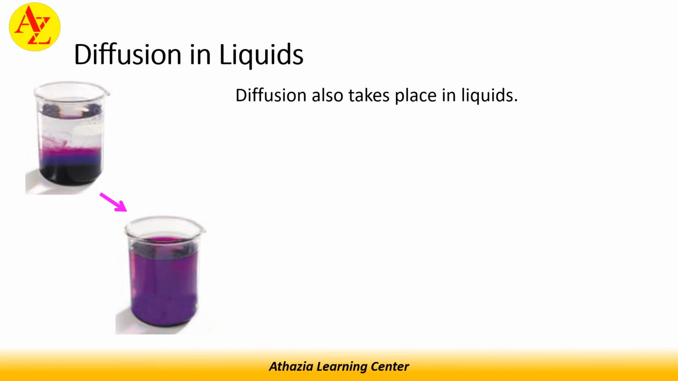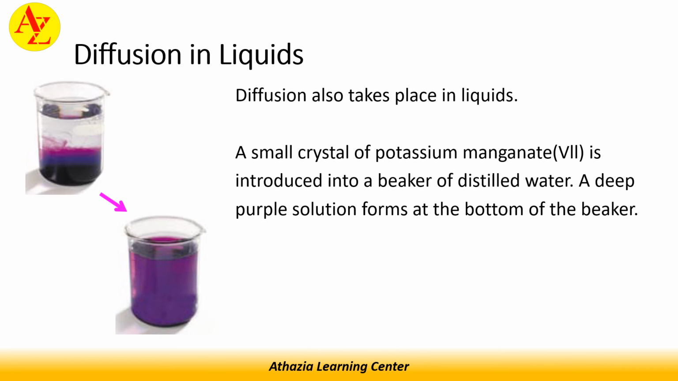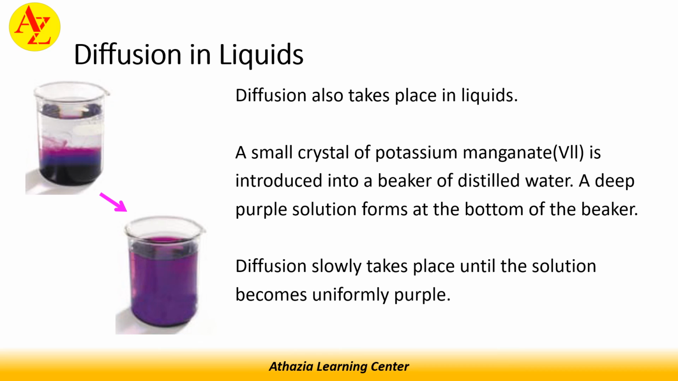Diffusion also takes place in liquids. A small crystal of potassium manganate(VII) is introduced into a beaker of distilled water. A deep purple solution forms at the bottom of the beaker. Diffusion slowly takes place until the solution becomes uniformly purple.